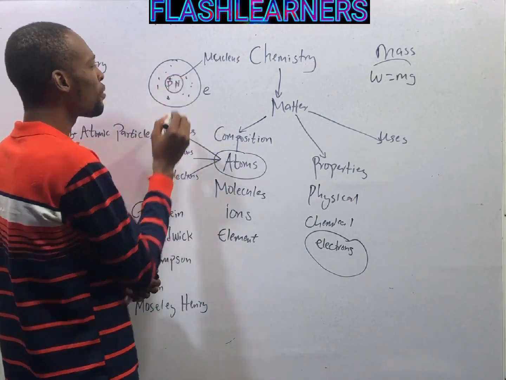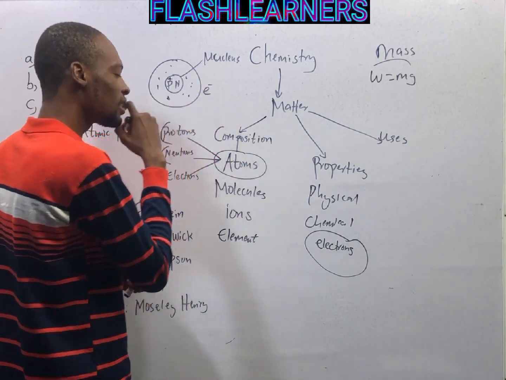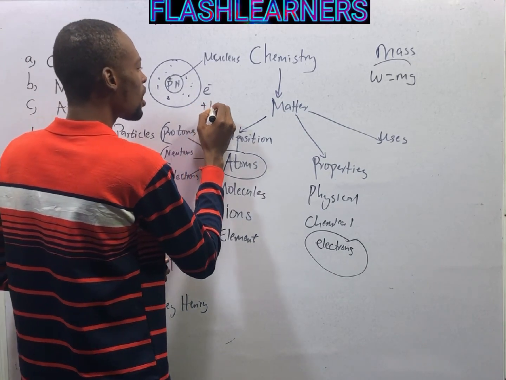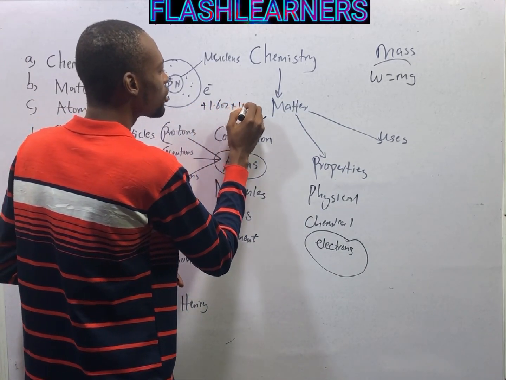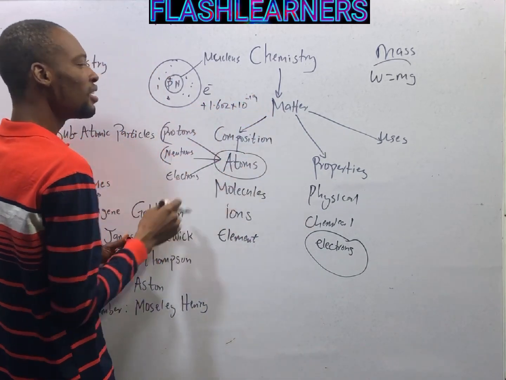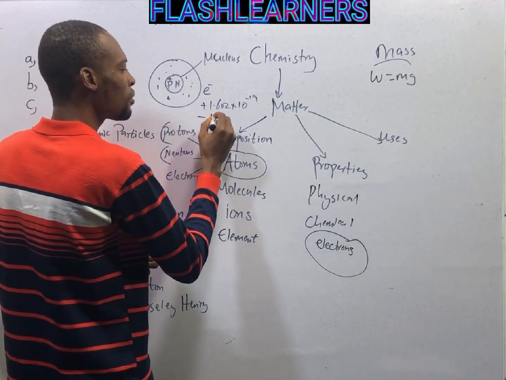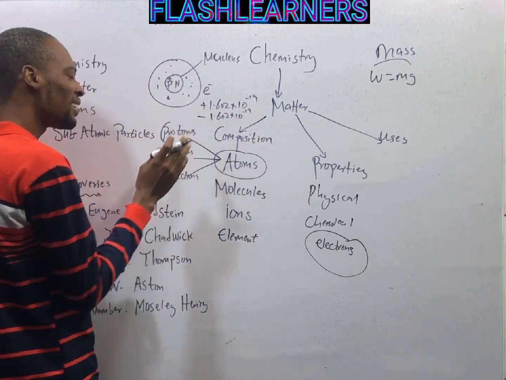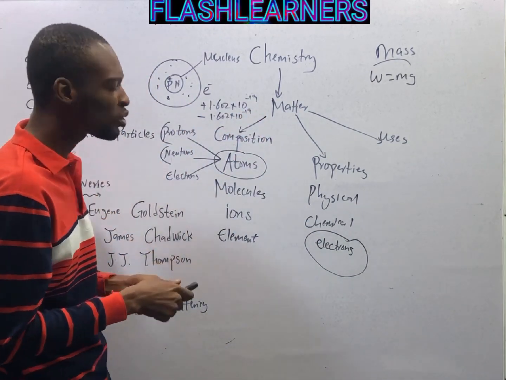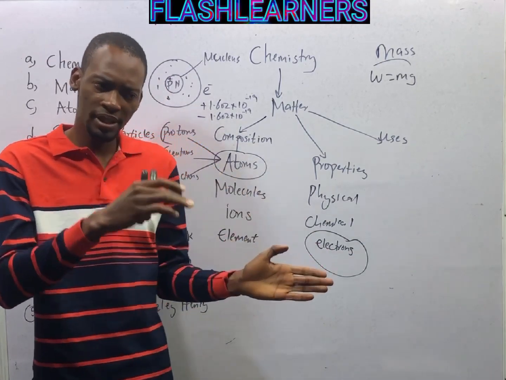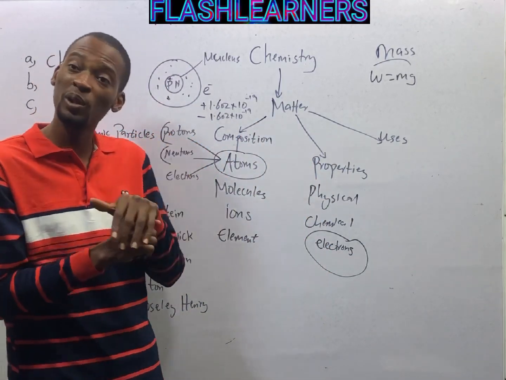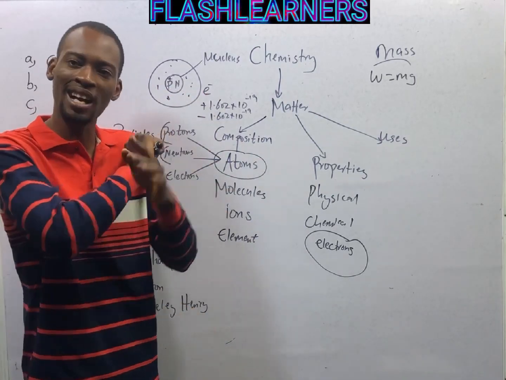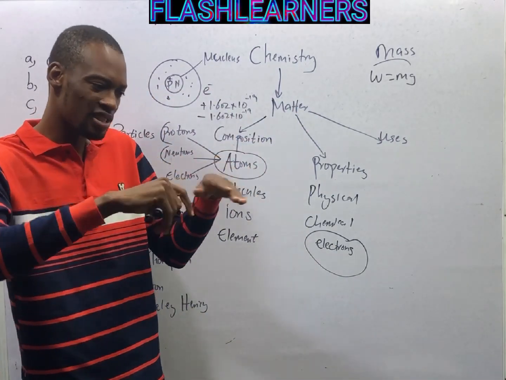Proton has a positive charge, electron has a negative charge. The charge of a proton is plus 1.602 times 10 to the power of minus 19. The charge of an electron is minus 1.602 times 10 to the power of minus 19. Positive and negative. Now for a neutral atom, which means no positive, no negative charge, the number of protons equals the number of electrons. So if the number of protons is equal to the number of electrons, they cancel out. There is no net charge.